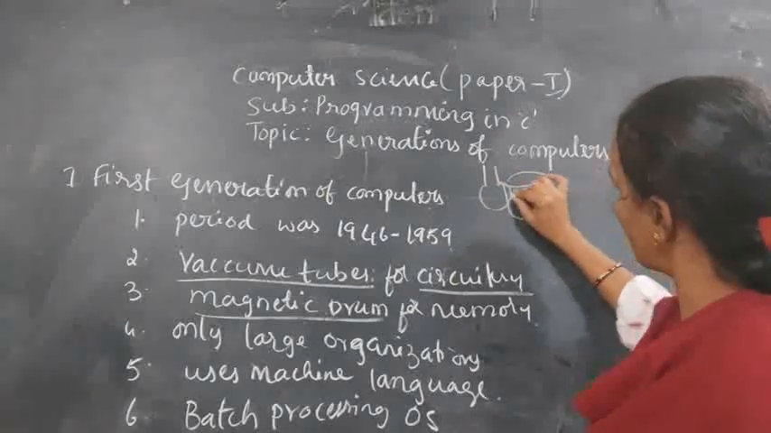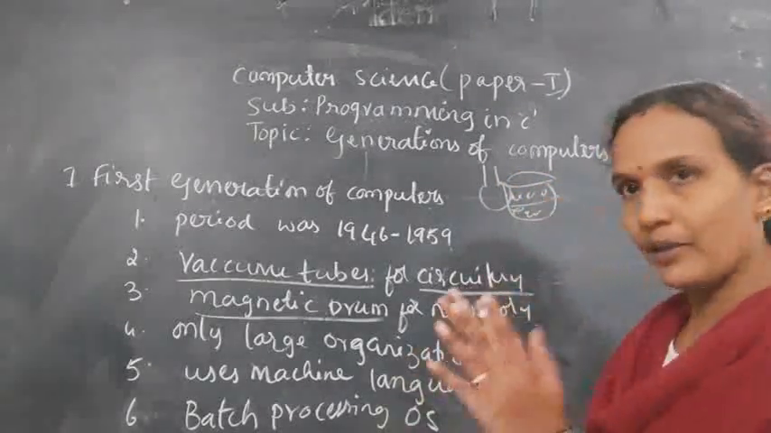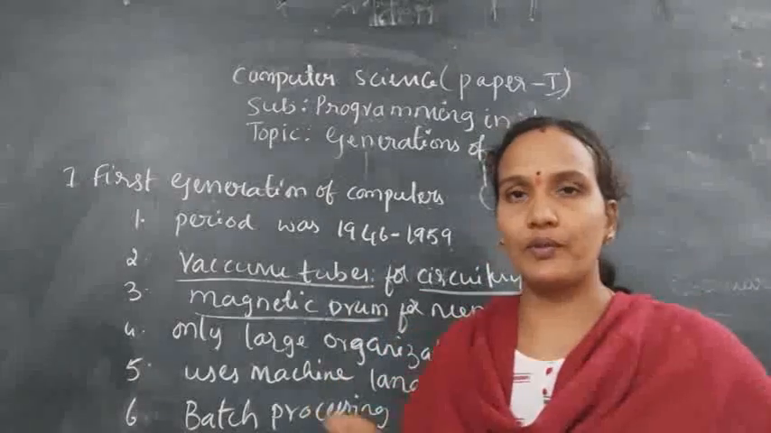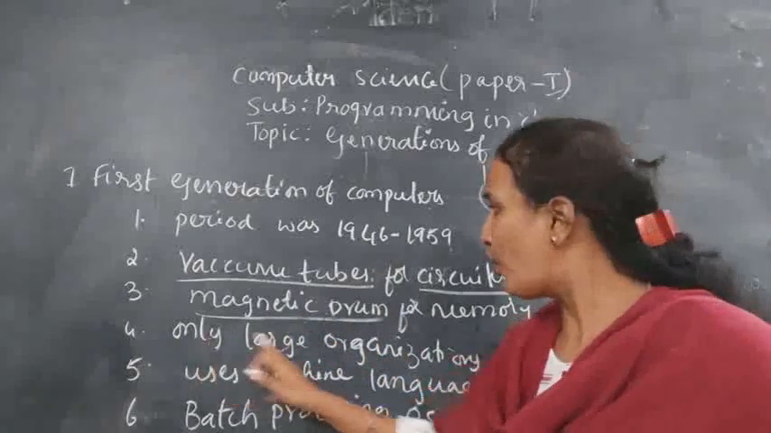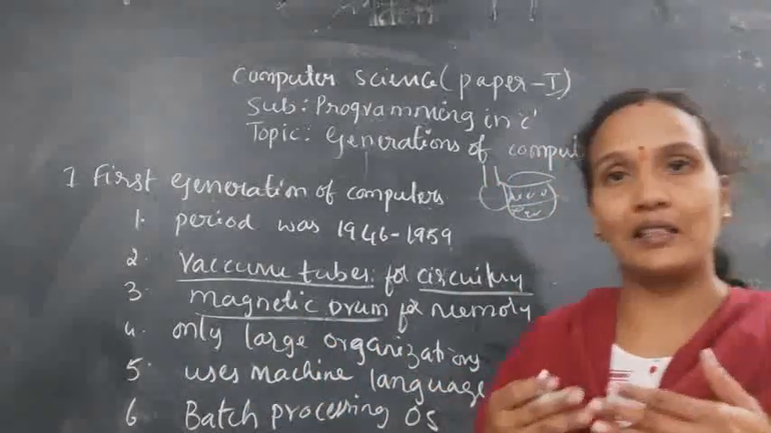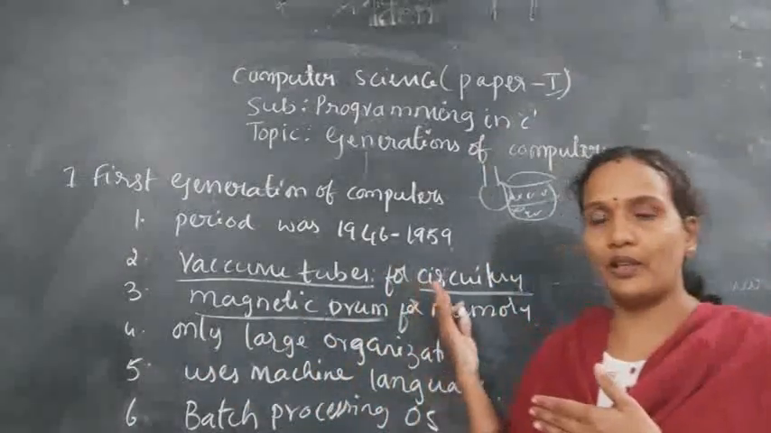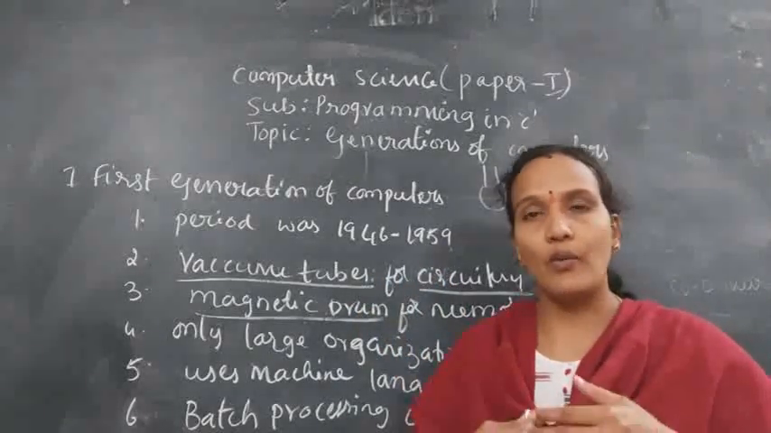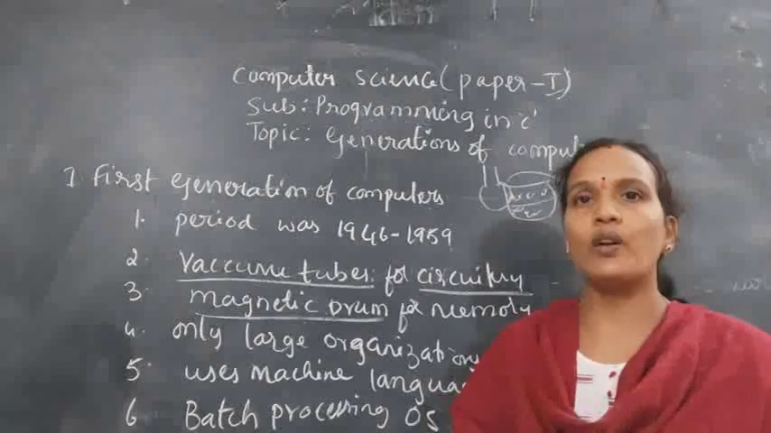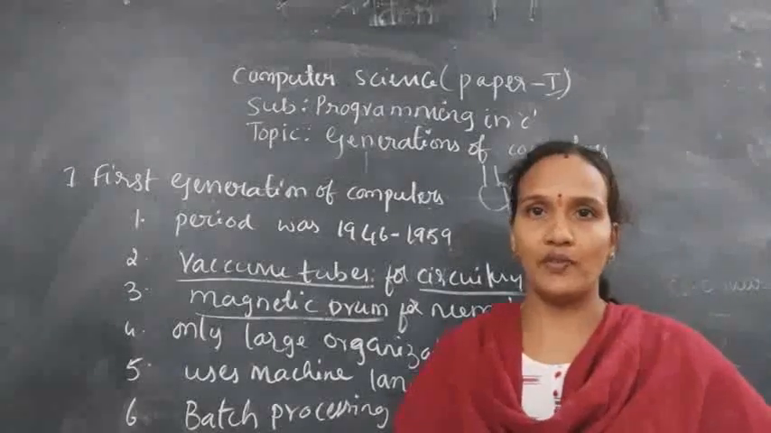Like this. Data is stored like this. Drum. The shape of that is like a drum. Only large organizations could use this, because whatever vacuum tubes they used, the cost of the vacuum tubes was very high. So only the big organizations could afford it.